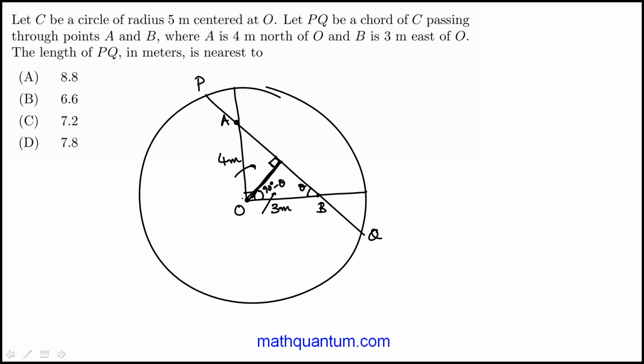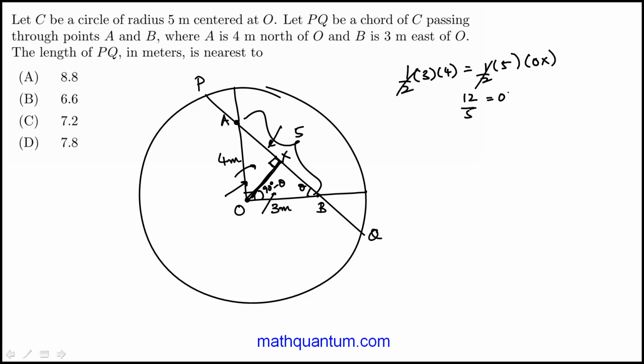Or another way is, if we look at the triangle AOB, its area is half base times height. And that should be the same if we're looking at it from this end. That's 5, half base. And let's call this OX the altitude. So I can find the altitude that way too. It's 12 over 5 or 2.4. So I know this is 2.4.